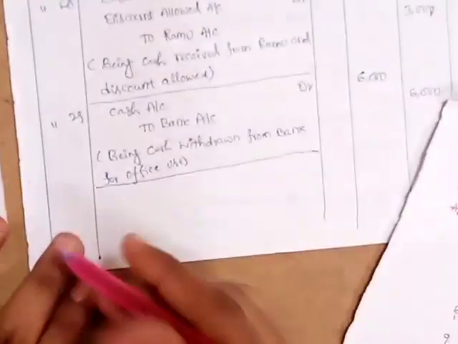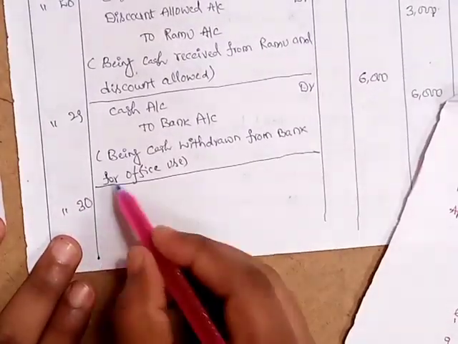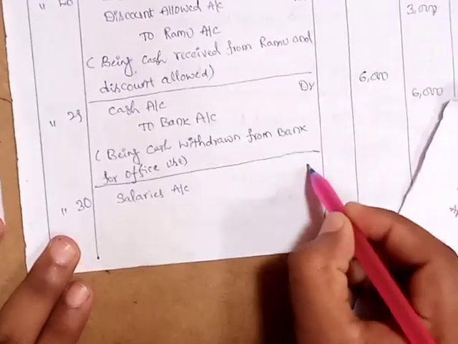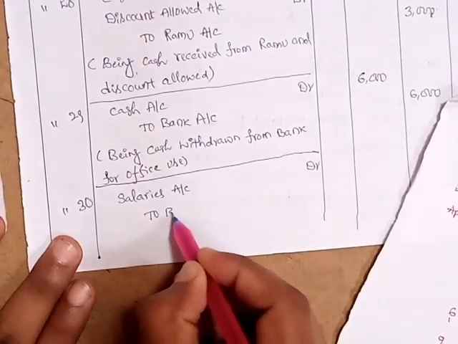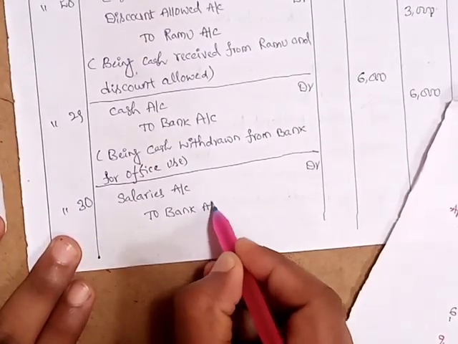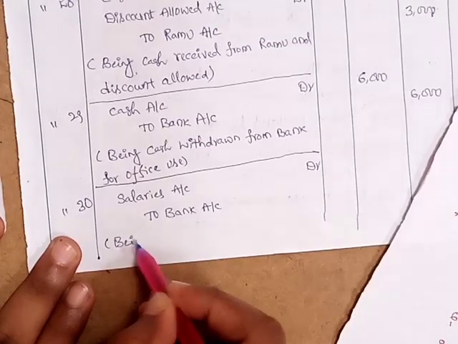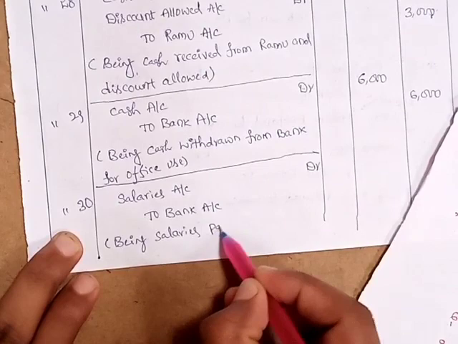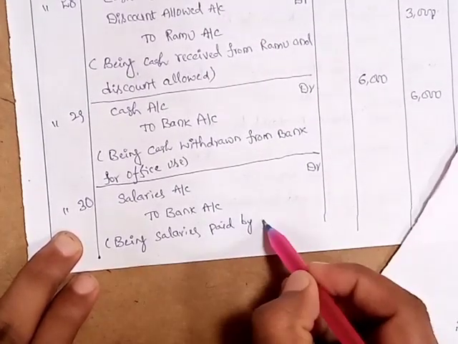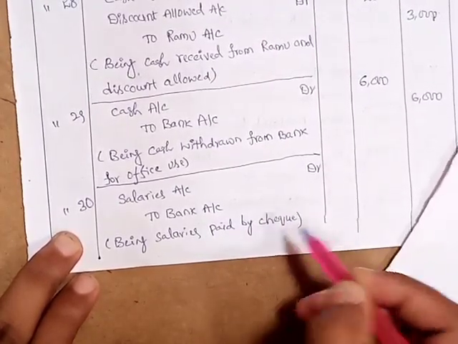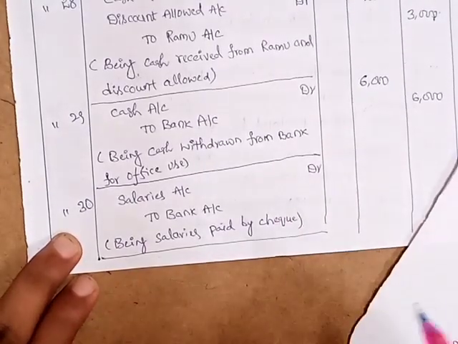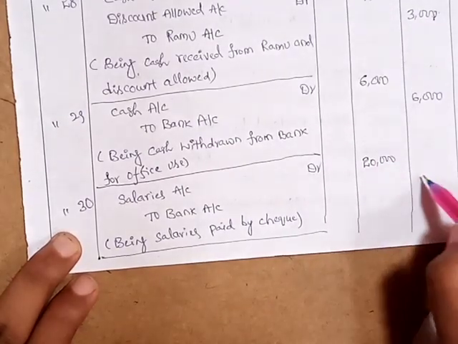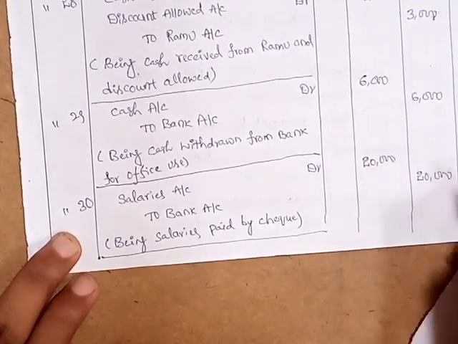So the entry is April 30, salaries account, debtor to bank account, being salaries paid by check. Amount is 20,000 against the debit line in debit column, against the credit line in credit column.